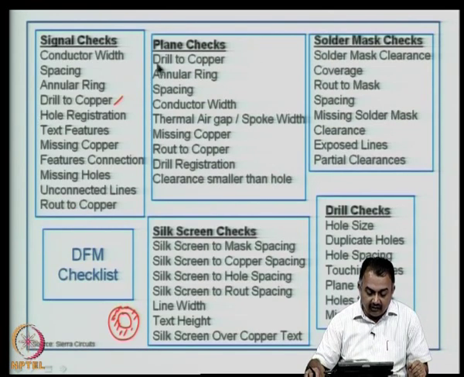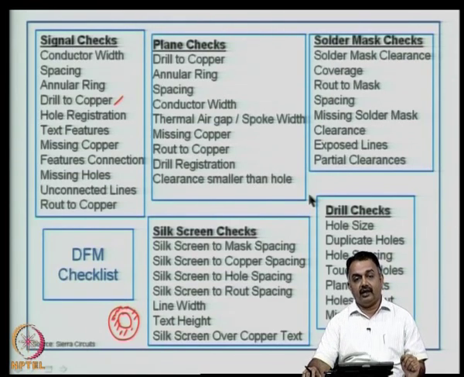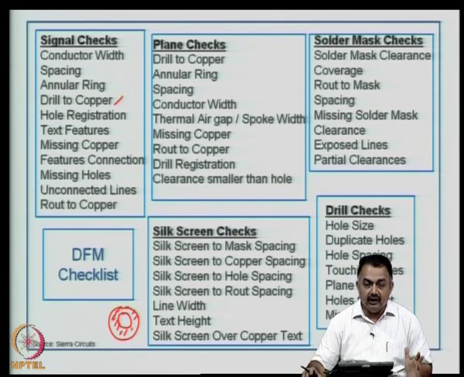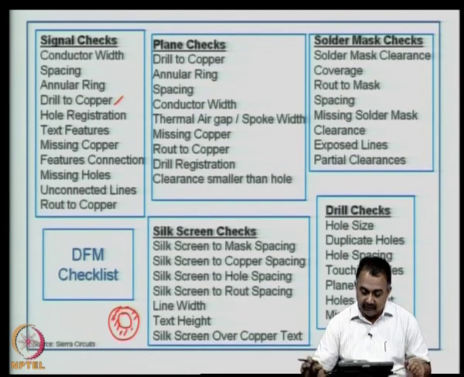Plane checks: drill to copper, annular ring, spacing between tracks, conductor width, thermal air gap, missing copper, route to copper, drill registration, clearance smaller than hole. So, these are the things you can identify as defects during the processing of your boards, and this basically means that you have a set of design rules which you have to follow in your manufacturing.